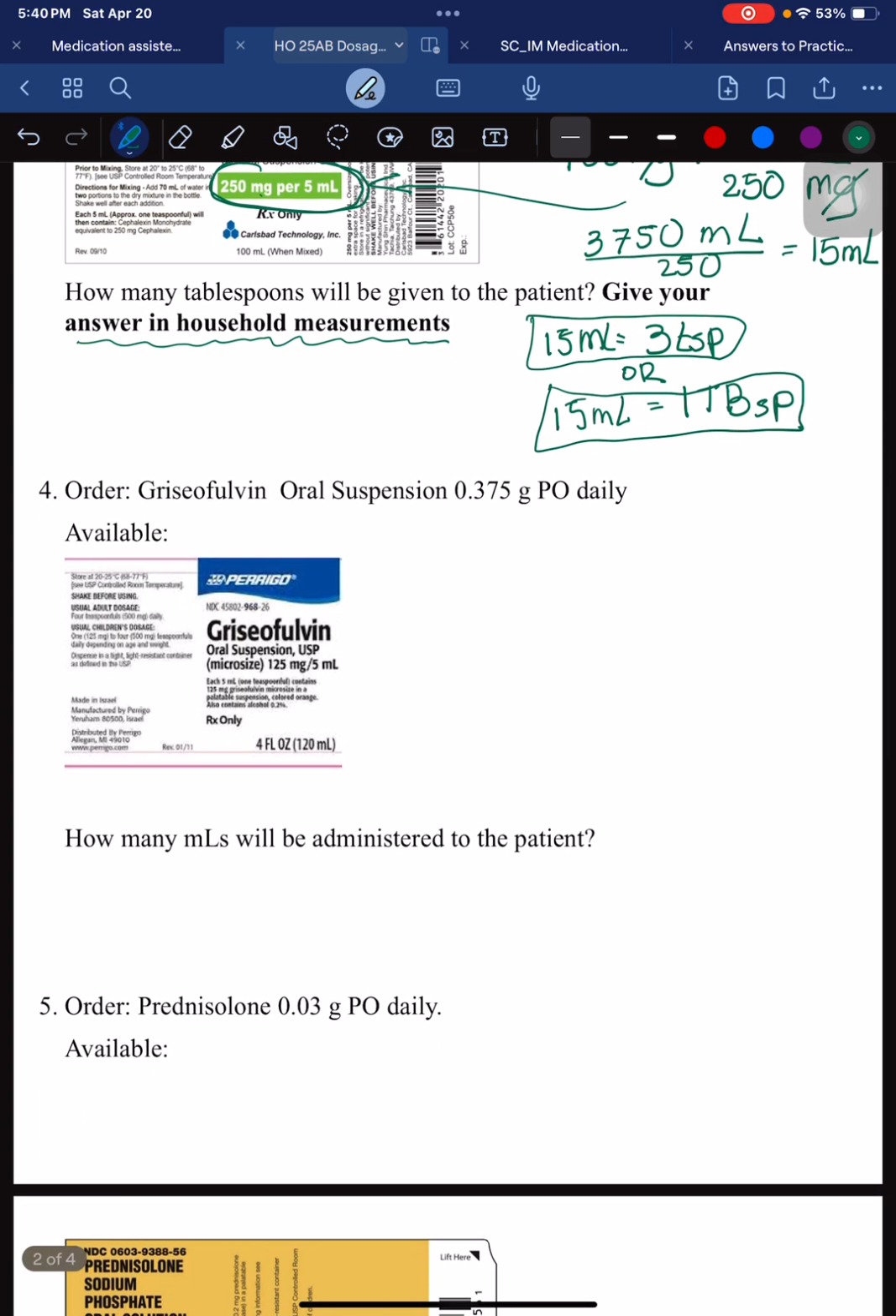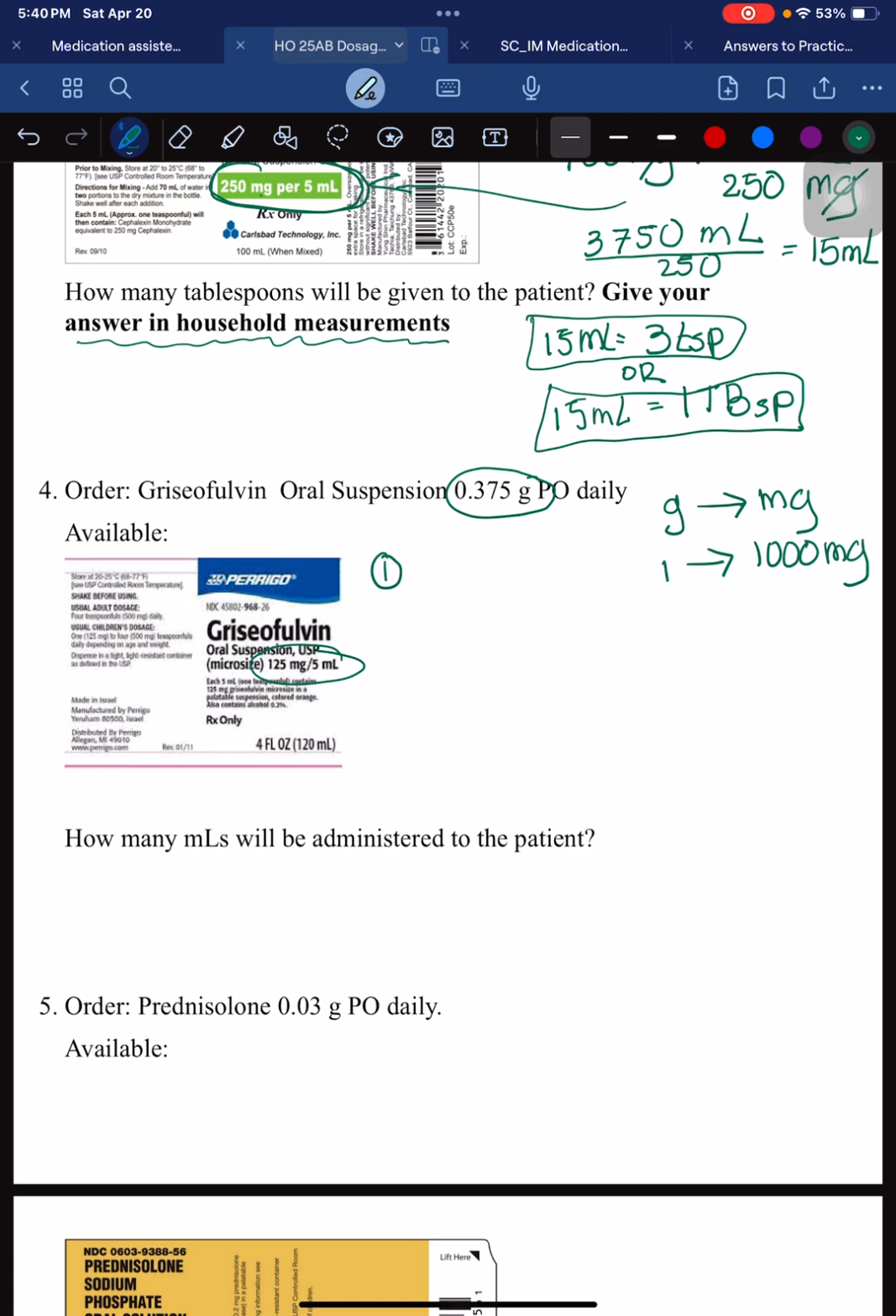Okay, this one, the doctor's order is in grams. Let's see our box here. Our box is calling out for mg. So this is also a two-step. We need to know our conversion. So we need to know grams to get into milligrams. And we know that 1 gram is equal to 1,000 mg. The first step is converting grams into milligrams.